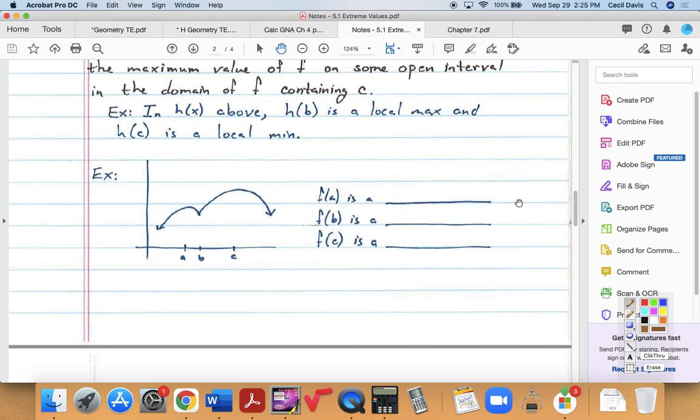All right, so for example, in this diagram, what is f of a? It's a local maximum.